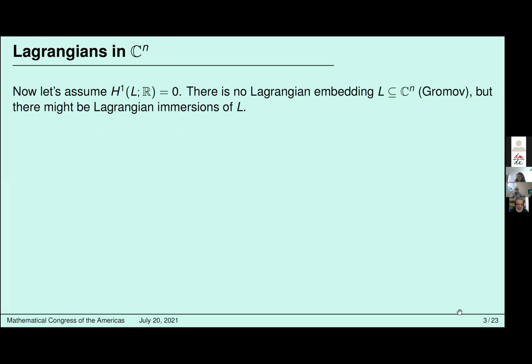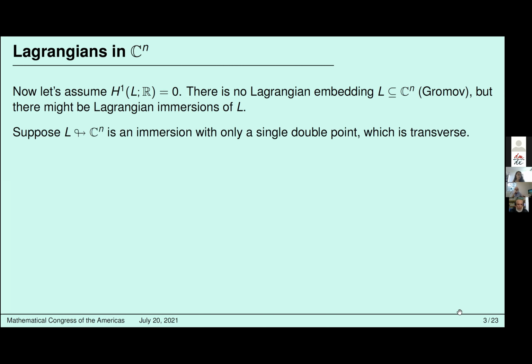If there's a Lagrangian immersion of L, then of course I can make it transverse to itself at every point. Then there's only some finite number of double points, and I could use that as a measure of complexity, because I know there can't be none of them. So the first thing I can do is study what all the possible immersions of a manifold are that have only a single double point, which is transverse. I can't have no double points, but I'm assuming that I just have one.